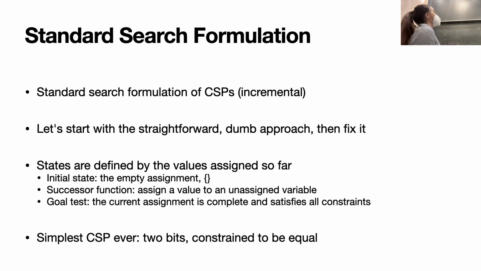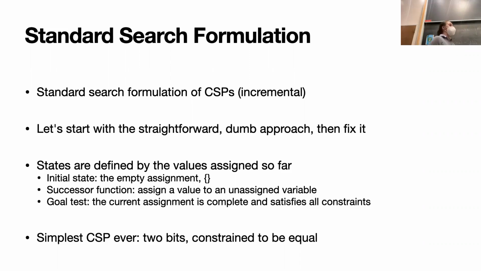Okay, so we can use a standard search formulation of CSPs, and it's going to be incremental. What we started with last time is we really started with the most straightforward and dumb approach, and now we're working on fixing it. Remember, we started with a really simple CSP of 2 bits. We showed that there was a lot of redundancy, and so now what we're going to be doing today is we are going to make that better.